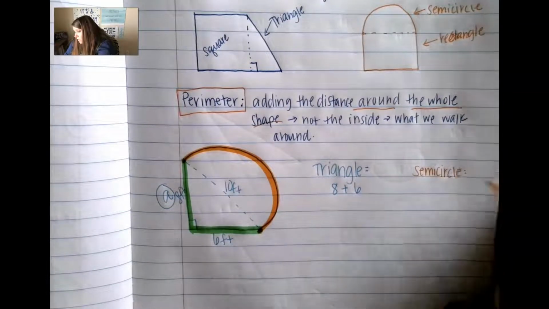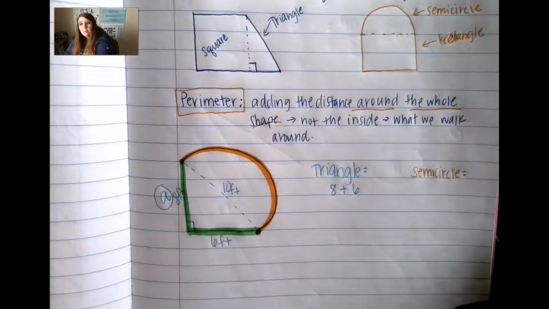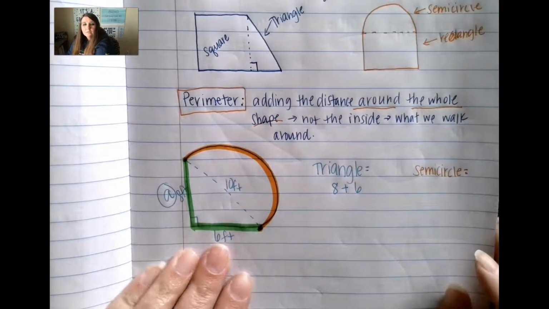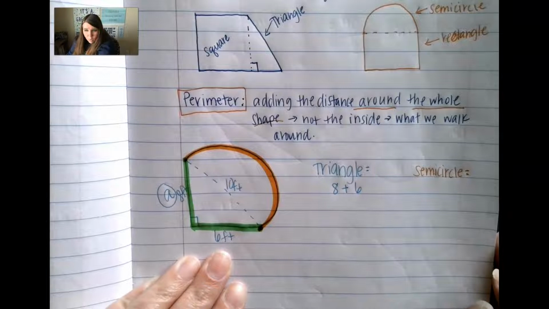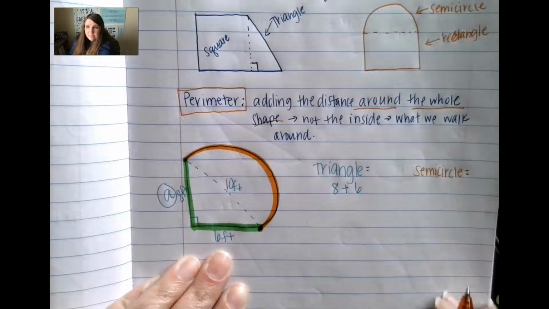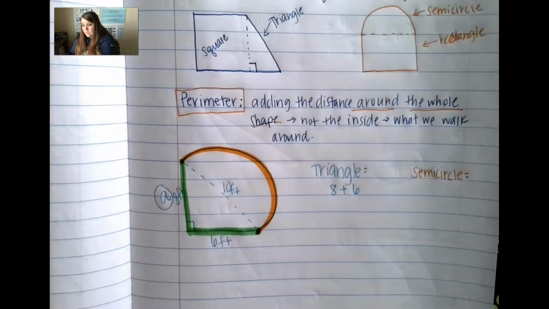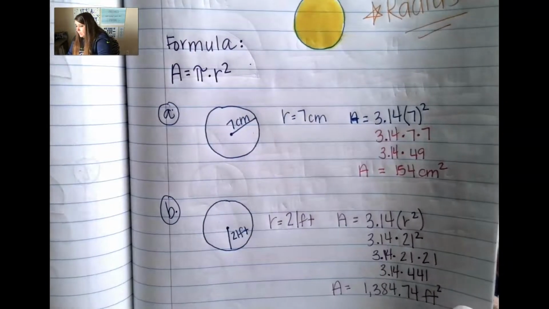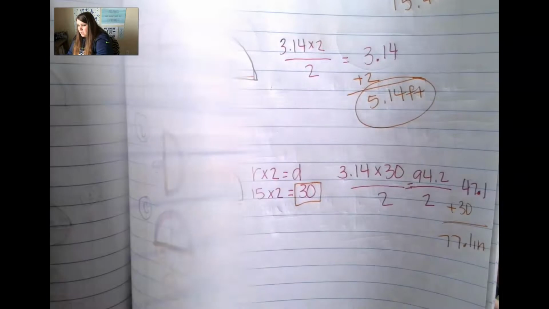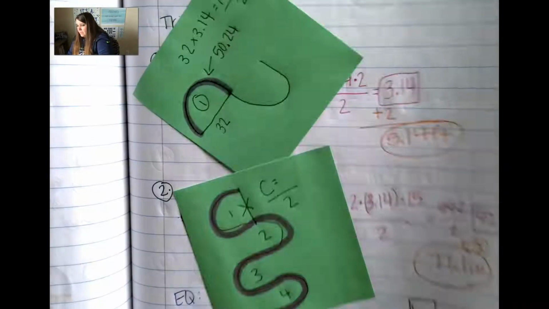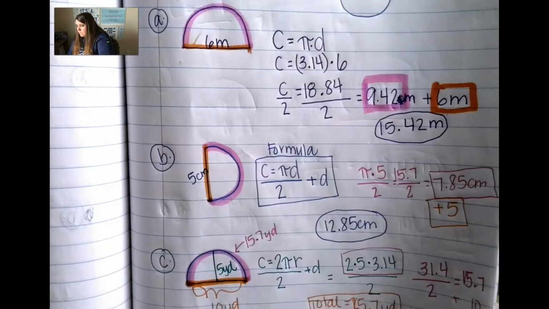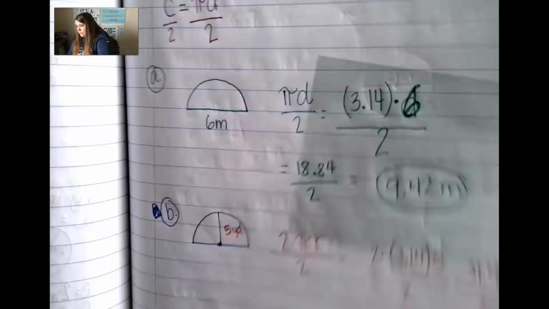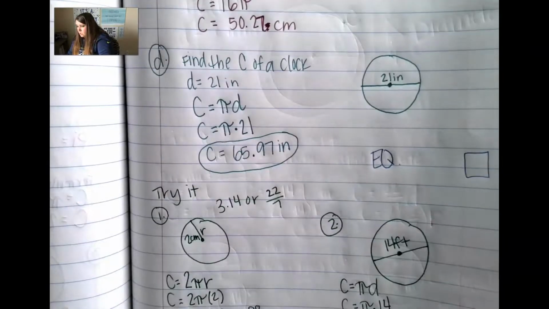I might need to look back if I don't remember, but semicircle, to find the diameter of a whole circle, the circumference of a whole circle. We're gonna look back. That's area. We just want the circumference. How do we find the perimeter of a circle?